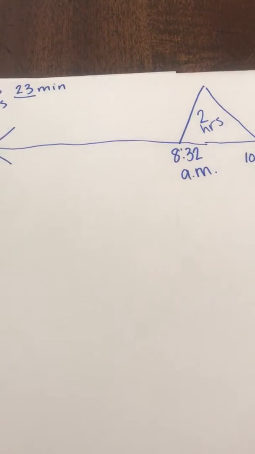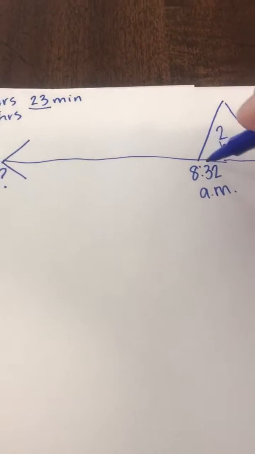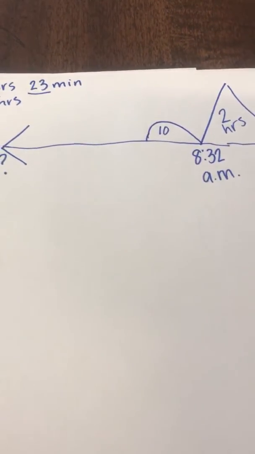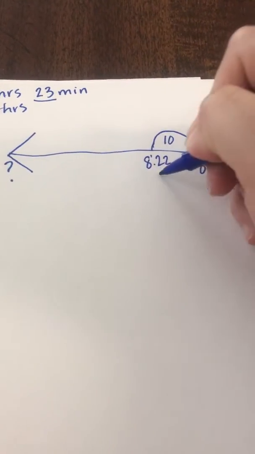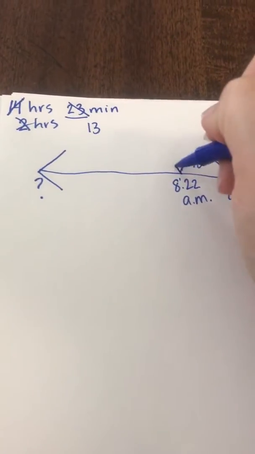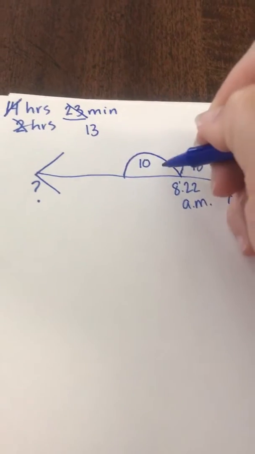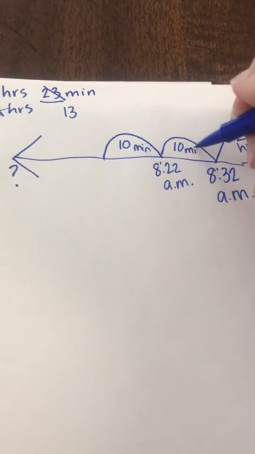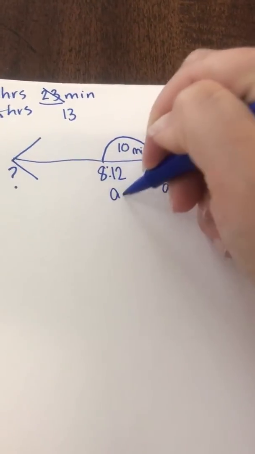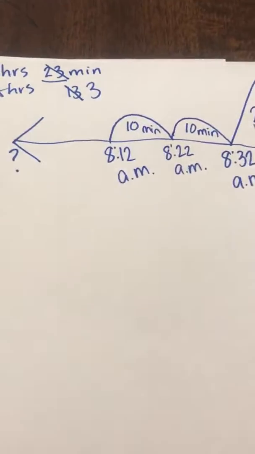We're going to address the 23 minutes. Okay, I'm at 32. So I'm going to chunk 23 into 10 minutes. So instead of 8:32, it'll be 8:22. Okay. So that'll leave me with 13. Then I'm going to chunk 13. I'm going to chunk out 10 minutes again. So 8:22, take away 10 minutes is going to be 8:12 a.m. And then that leaves me with 3 more minutes left to jump. So I'm going to jump back 2 minutes, which is going to get me to 8:10 a.m.